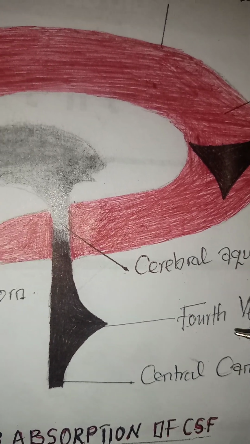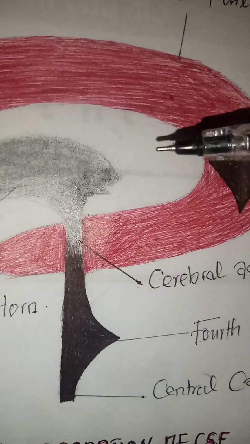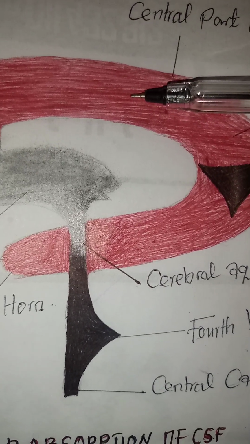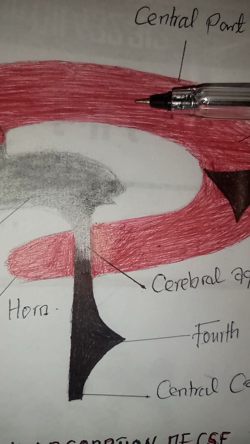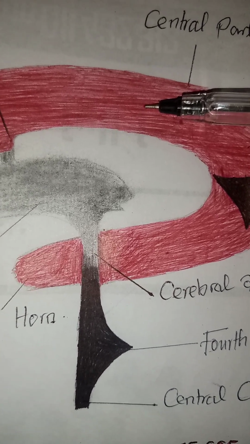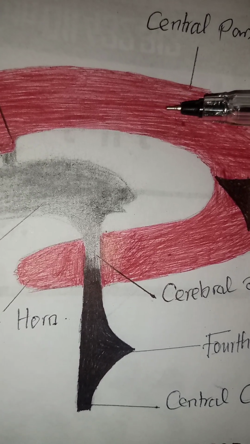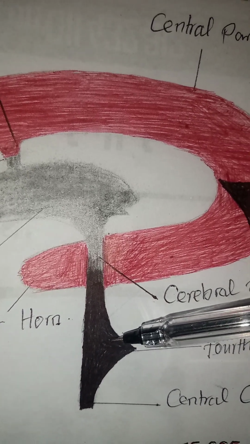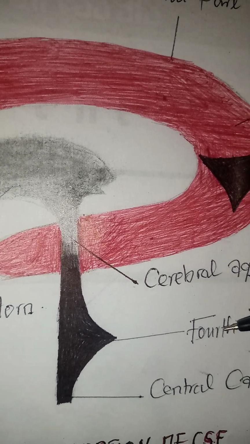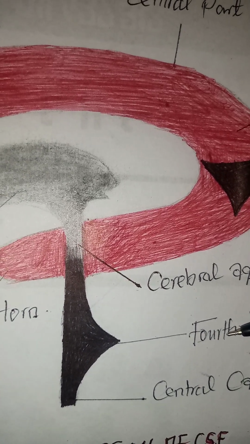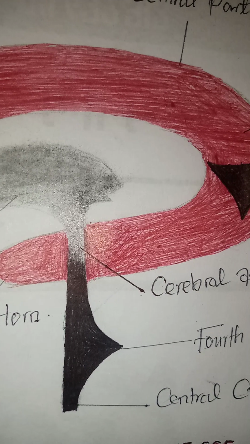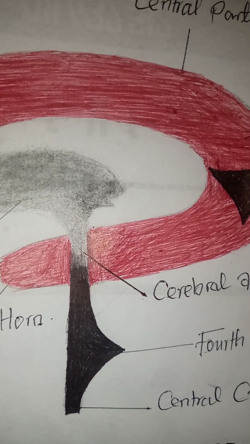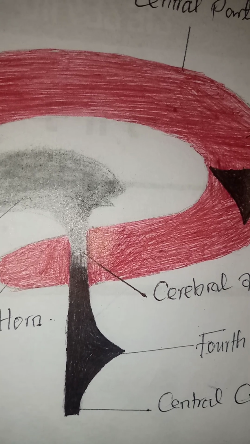Okay, remember what we said? We said the ventricles of the brain, once they produce cerebrospinal fluid, will need to secrete that cerebrospinal fluid until it reaches the subarachnoid space. So the fourth ventricle is the one which is responsible for secreting the cerebrospinal fluid until it reaches the subarachnoid space.